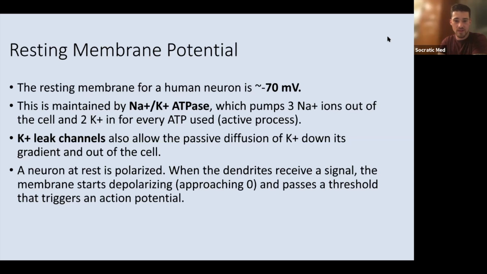So the neuron at rest is polarized. When the dendrites receive a signal, the membrane starts depolarizing. Depolarizing is always describing the first half of the action potential. We are at -70, which is a pretty polar value. It's kind of far from 0. As it approaches 0, it is depolarizing, hence the name. It also does pass 0 and overshoot. It goes, I think, to about 35 or 40.